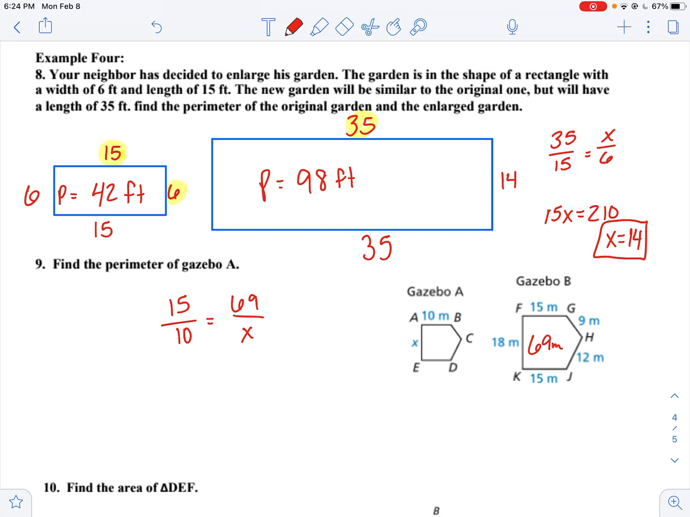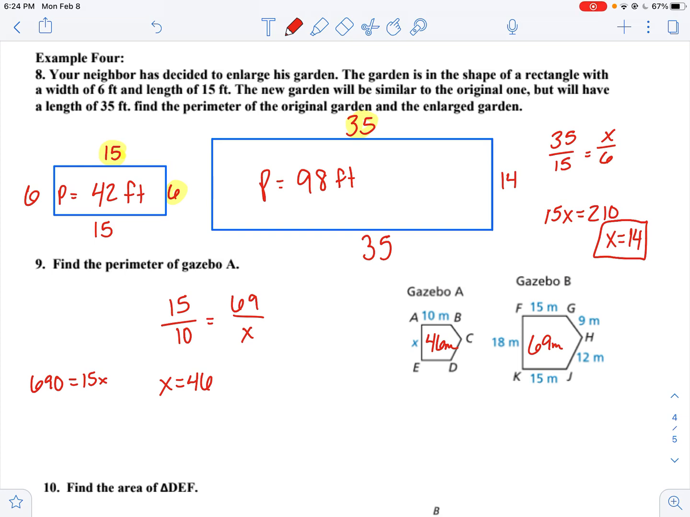And then we could cross multiply. And let's see, 690 equals 15x. So 690 divided by 15, x would be 46. So this perimeter would be 46 meters.